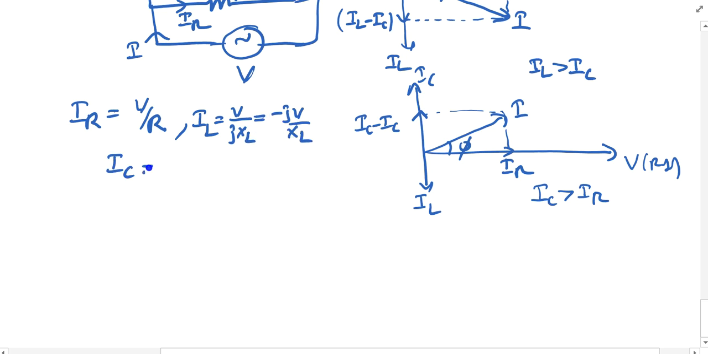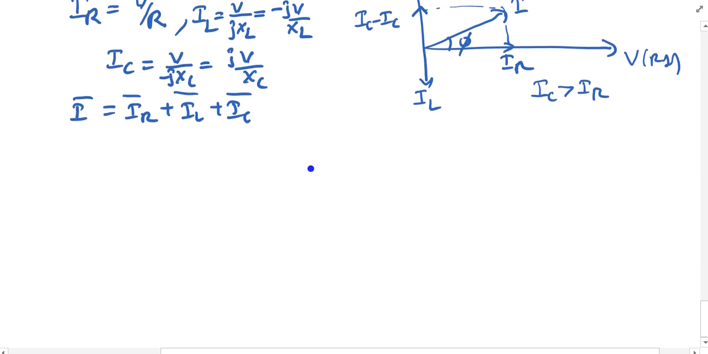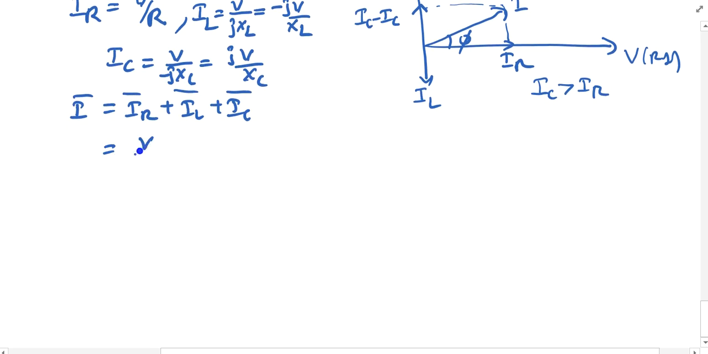What is IC here? V by minus JXC, or I can write J into V by XC. So the total I is nothing but IR plus IL plus IC. These are the phasor forms you try to write here. So I can write V by R minus JV by XL plus JV by XC. So this is the concept.